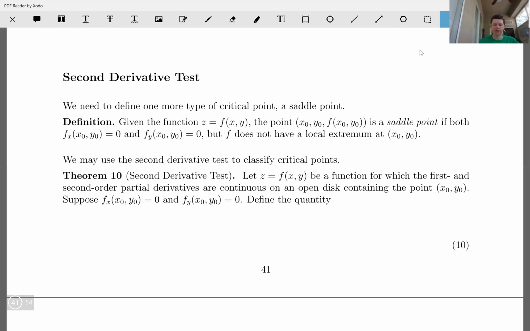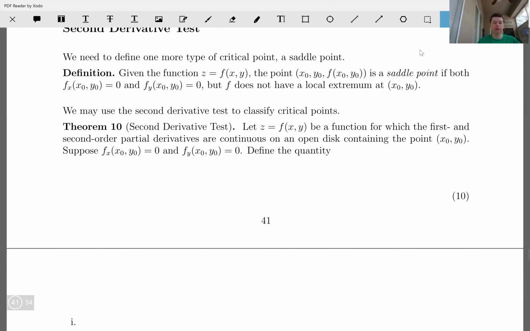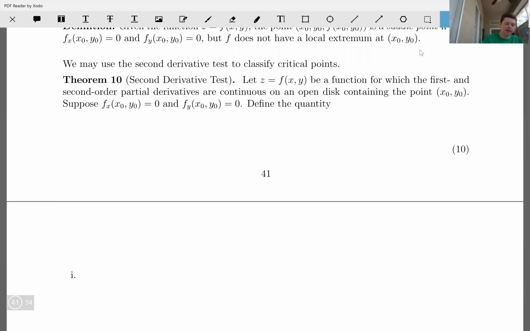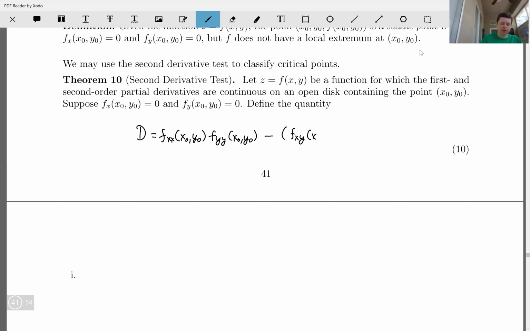All right, second derivative test. Suppose z equals f of x, y is a function, and the first and second order partial derivatives are continuous on some open disk containing the point x sub 0, y sub 0. Let's suppose that the first partials are equal to 0 at that point. We're going to define a quantity, and we'll call it capital D. It's the product of the second partial with respect to x and the second partial with respect to y, minus the mixed partial evaluated at the point, squared.